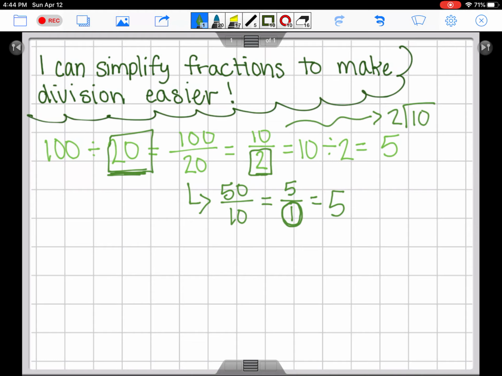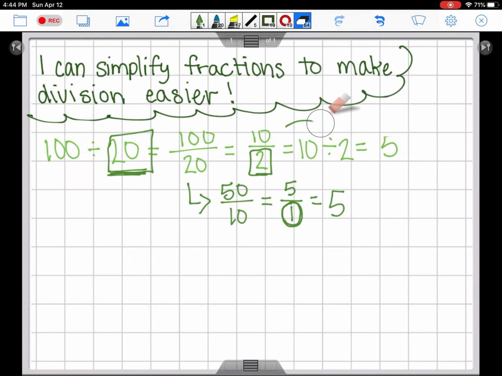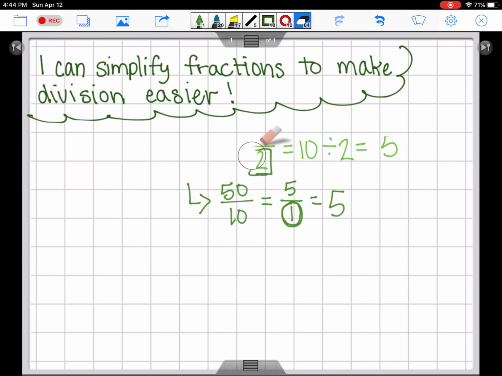We will probably feel way more comfortable saying 10 divided by 2 than 100 divided by 20 or anything like that. So let's take a look at another problem. I'm going to erase this and make a little more space.